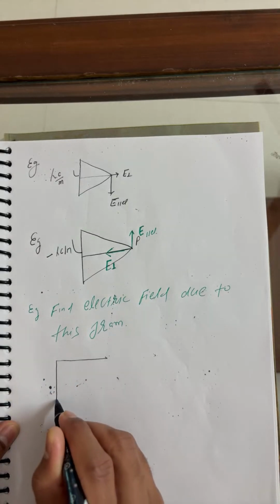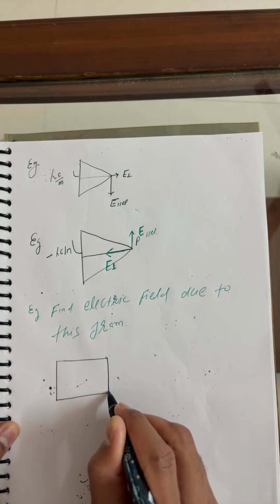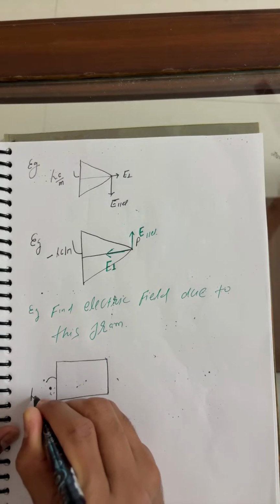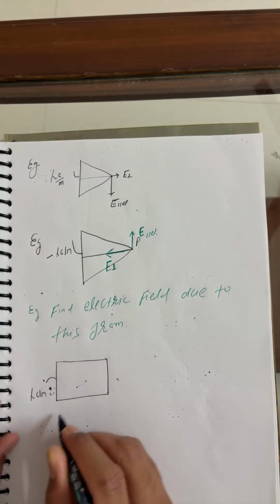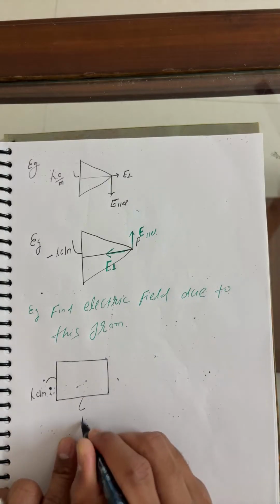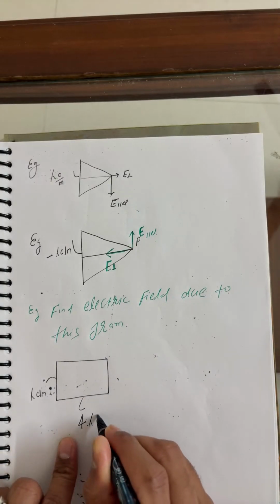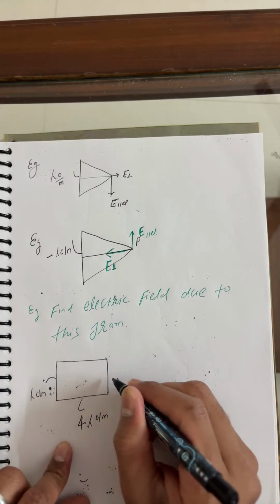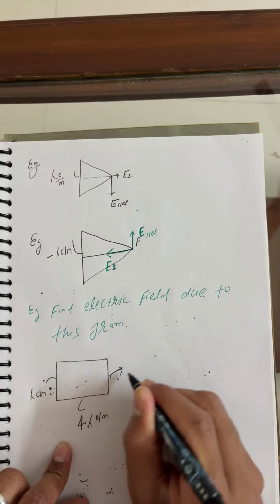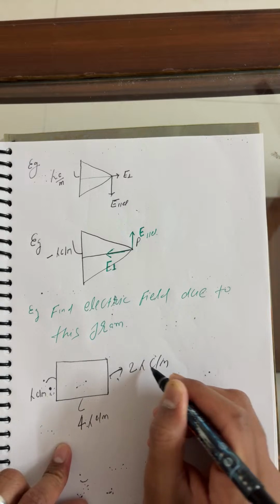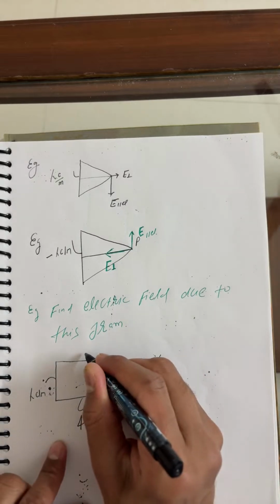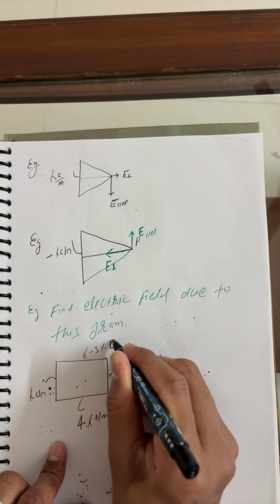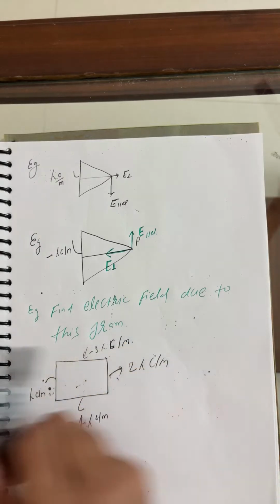So this is the condition. What's the charge over there? Here, the charge is lambda coulomb per meter. Here I'm considering the charge 4 lambda coulomb per meter. You can take this one as 2 lambda coulomb per meter. And this last one is minus 3 lambda coulomb per meter.